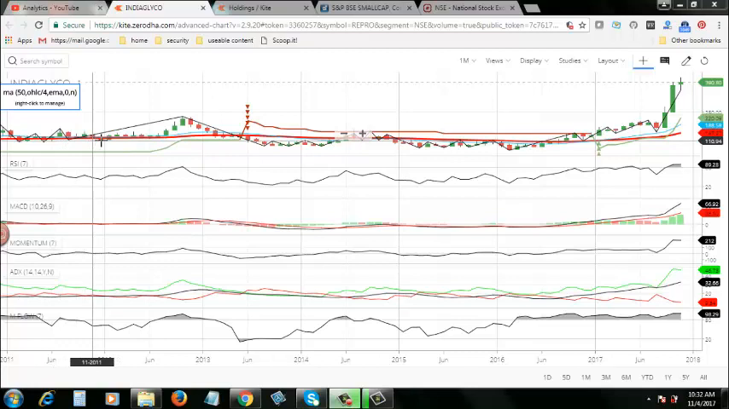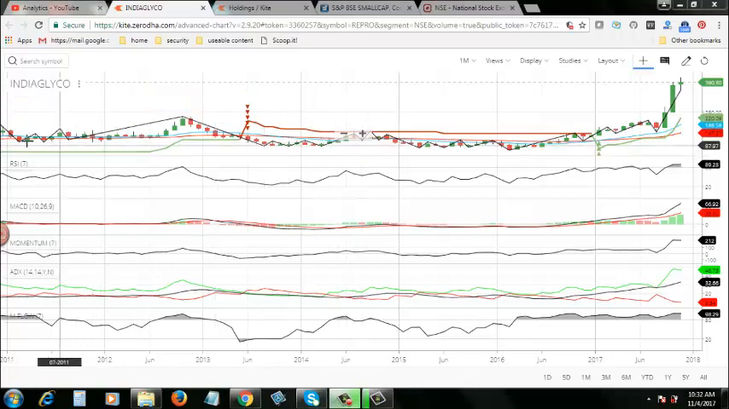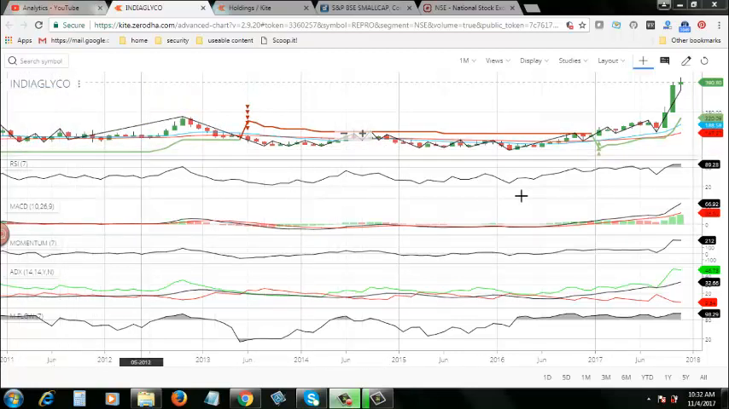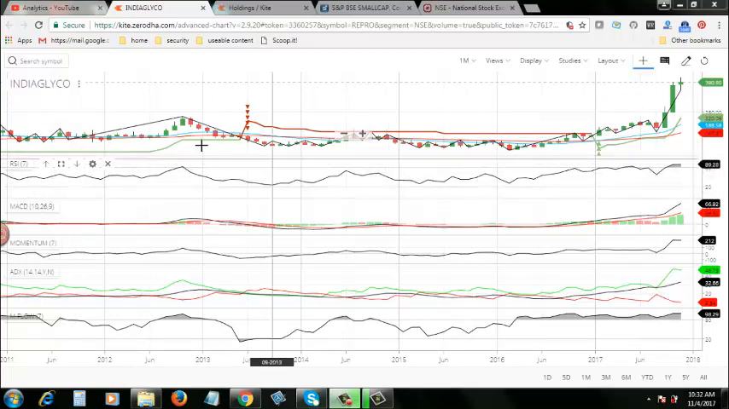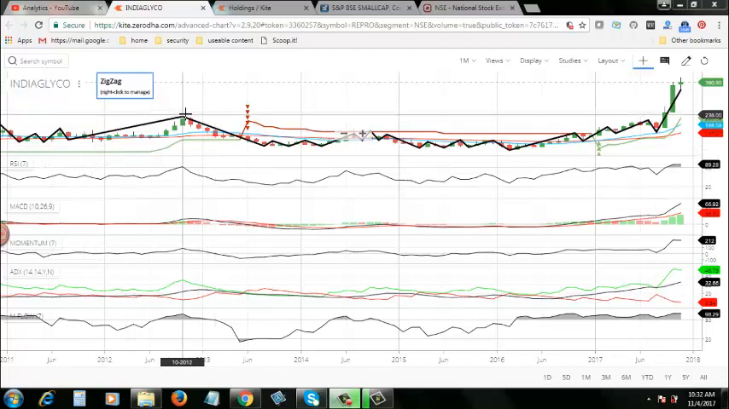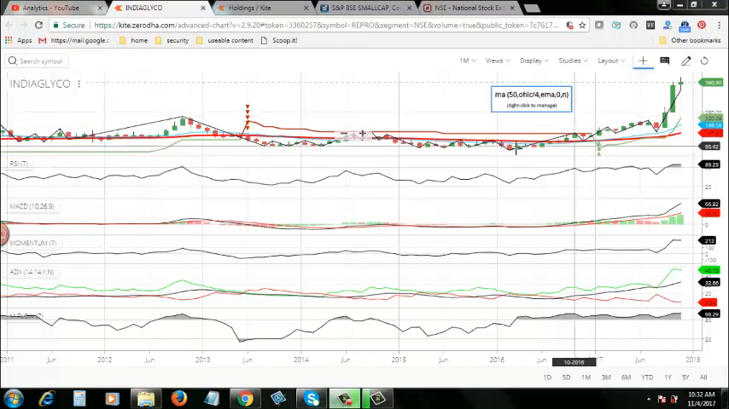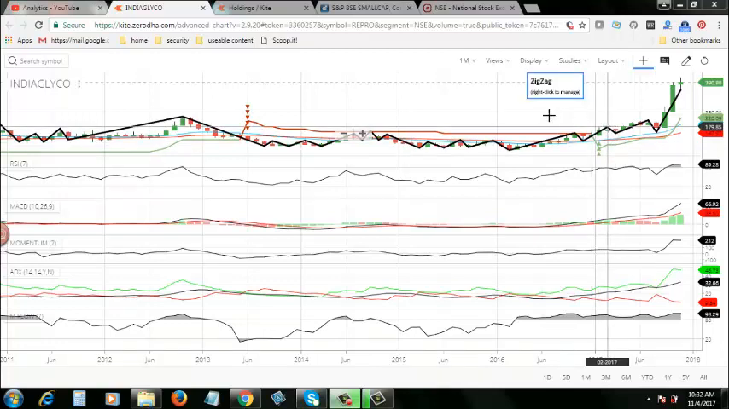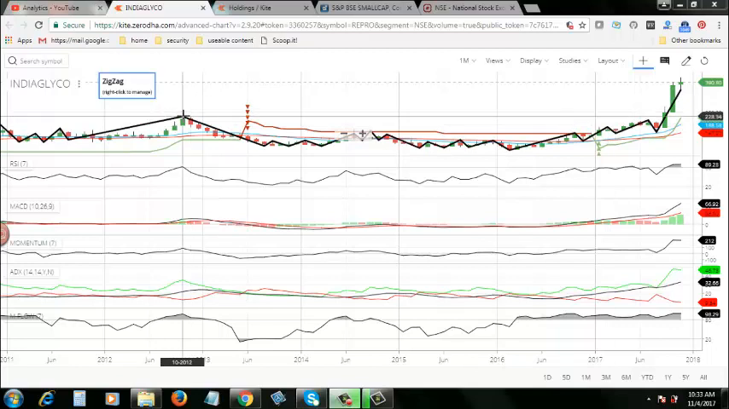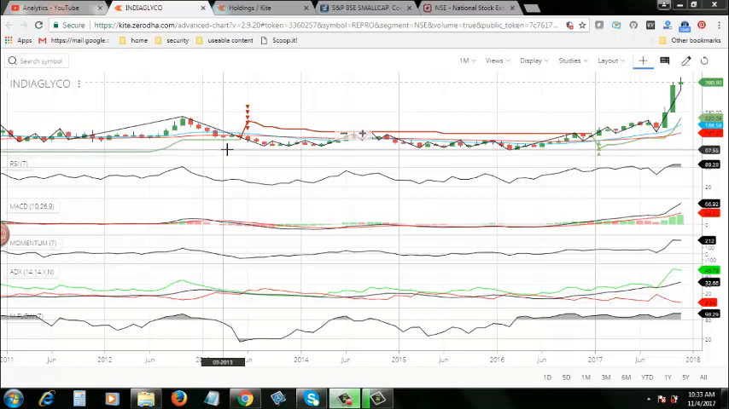If you look at the price trend path of India Glycols here, we have data since 2011. You can see that since 2011 up to November 2017, until 2017, the highest point this particular stock has reached was 228. That was the highest point it reached, and the lowest point was 65 rupees.